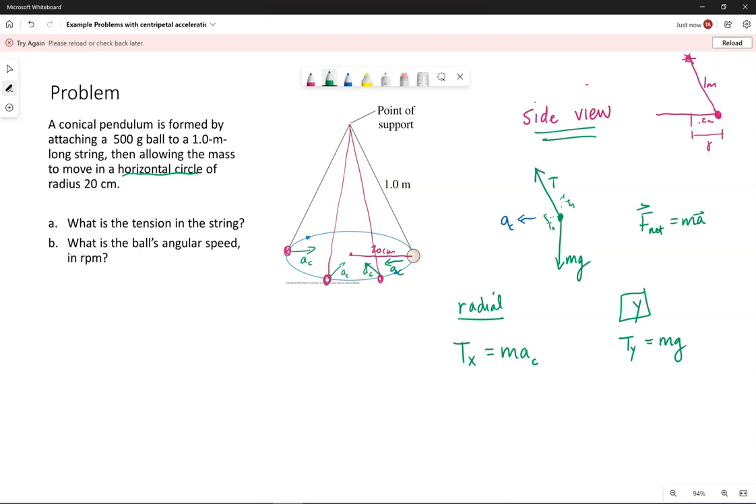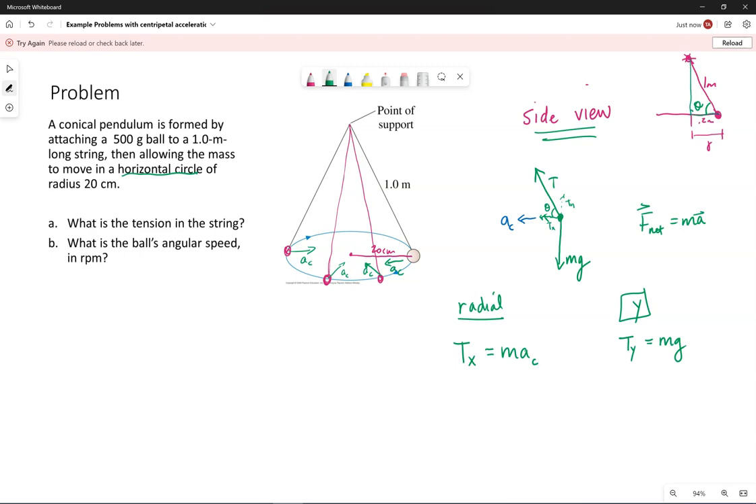Now we do have m, we do have g. We're looking for the tension in the string and the ball's angular speed. To talk about tension having X and Y components, we need an angle of some sort. So I'll call the angle with the horizontal theta. The angle that tension makes with the horizontal is the same as the angle the string makes with the horizontal, because the tension vector is directed along the length of the string.